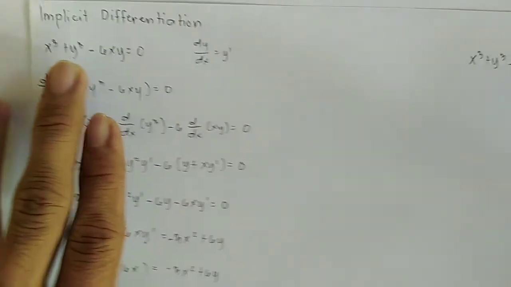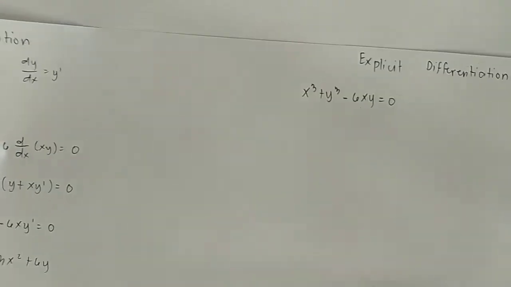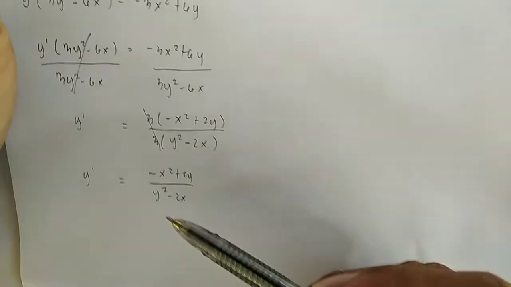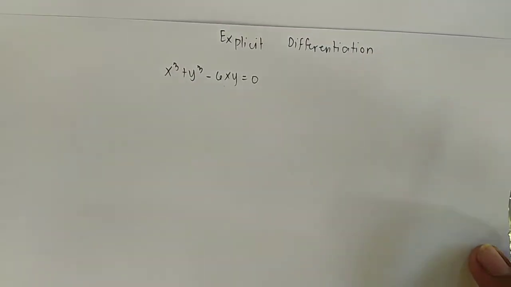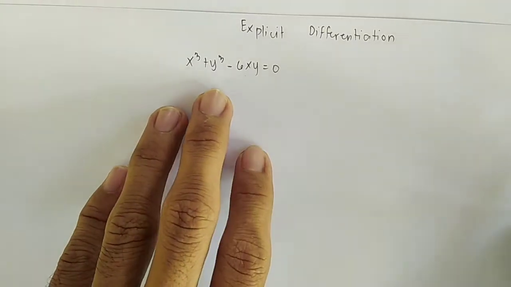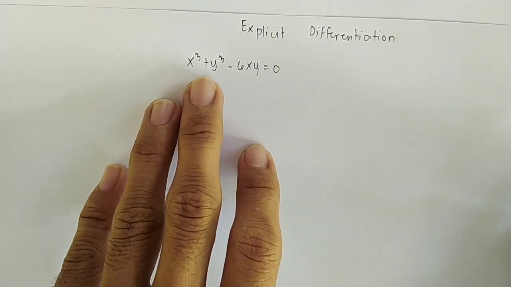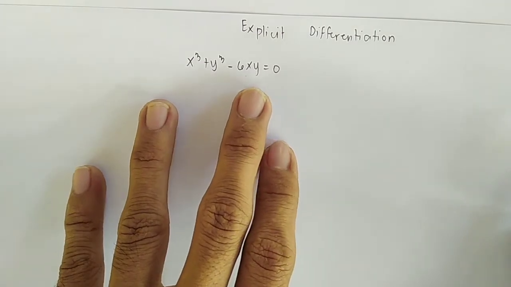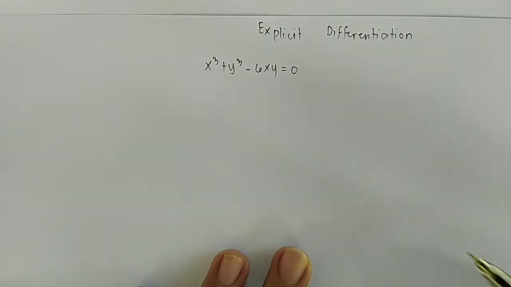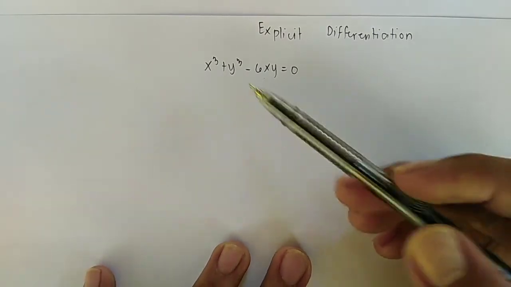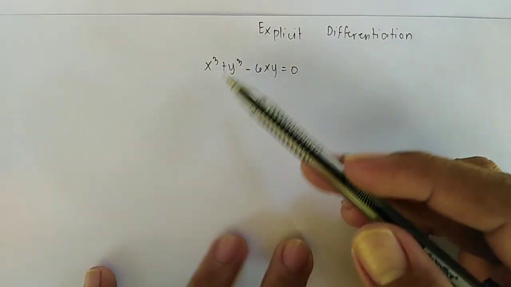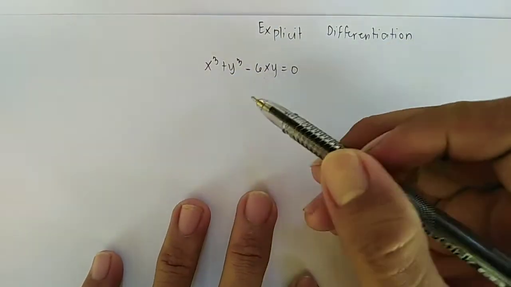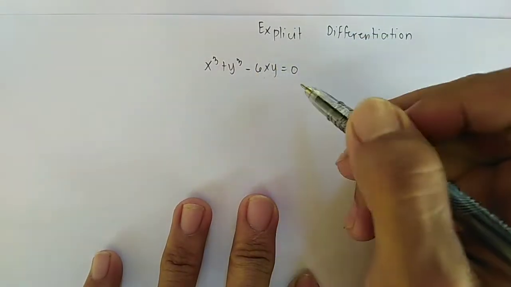Now let us use explicit differentiation to assess if we will arrive at the same answer, which is this one. So let us use the same equation, x cubed plus y cubed minus 6xy equals 0. In this case, the first thing we are going to do is express the equation in terms of y.